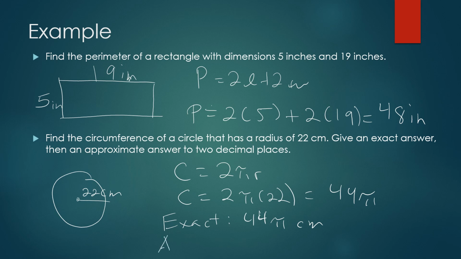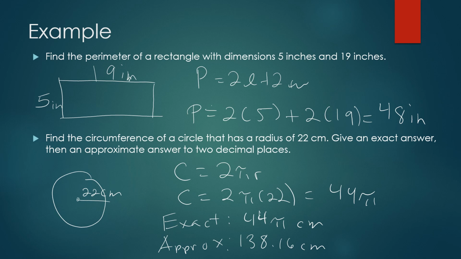Now if we do an approximate answer, we're going to go ahead and replace our pi with 3.14. So we'll do 44 times 3.14, which will give us 138.16 centimeters.